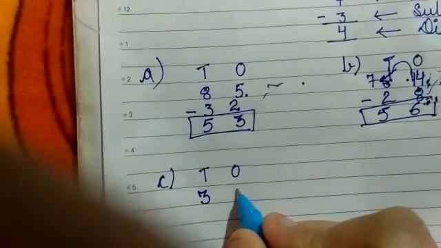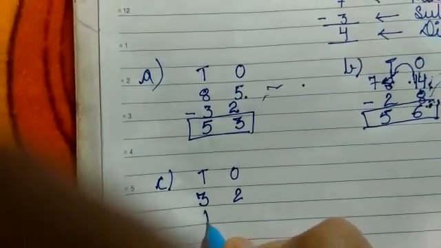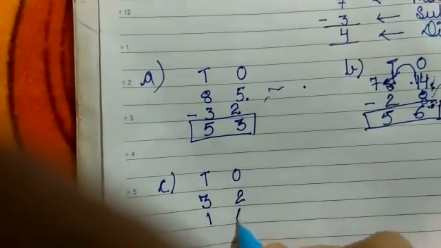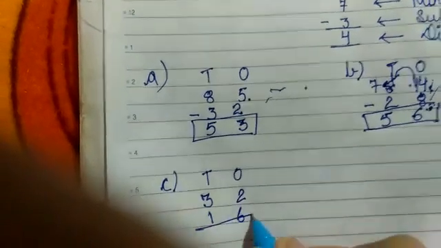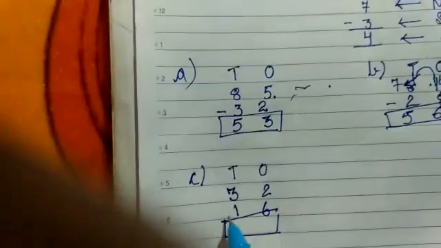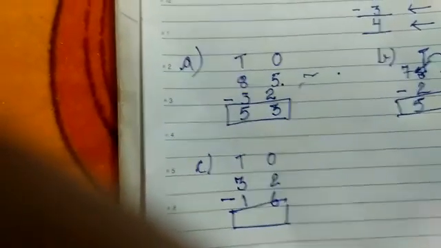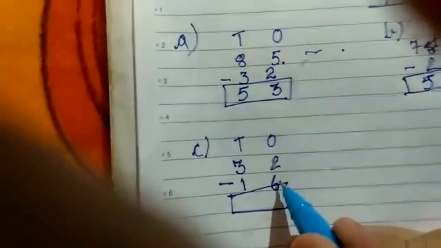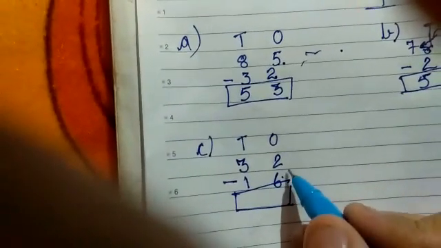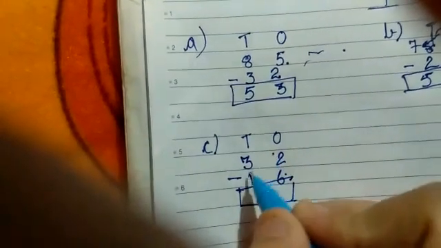32 and here 6. Subtract. In subtraction also we'll start from back side, from right hand side, from ones. So here, can 6 be subtracted from 2? No, so 2 will knock the door of 3.